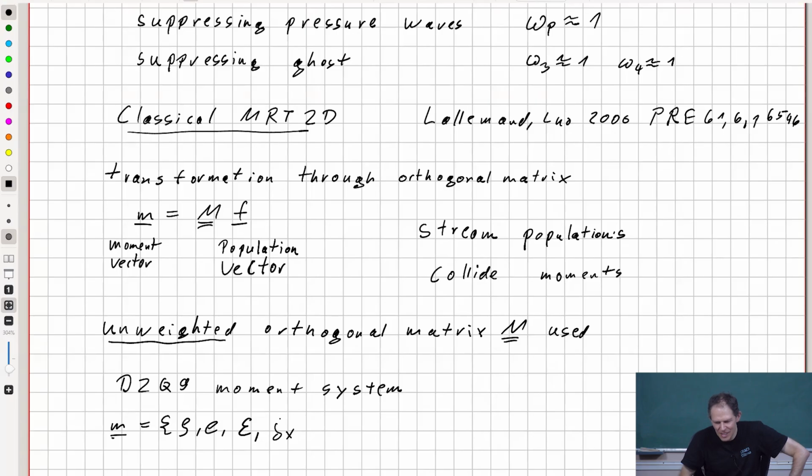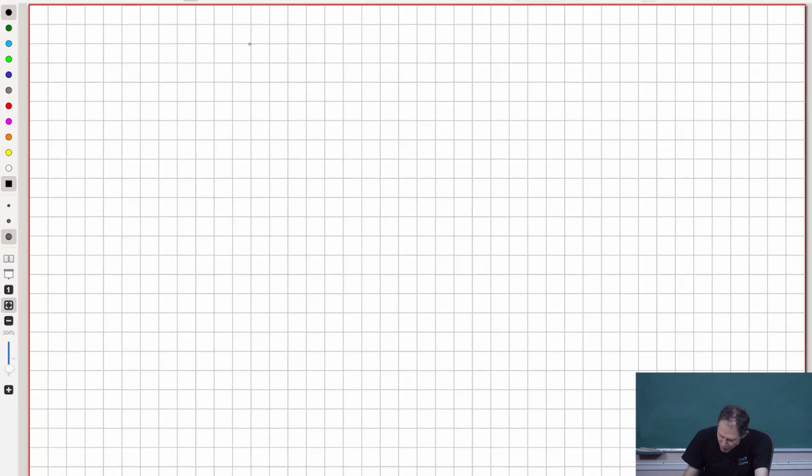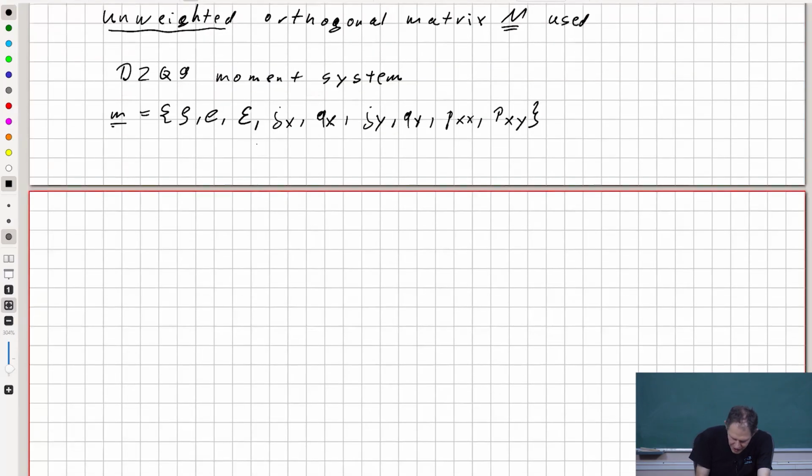Jx is the momentum in x. Yeah, it's velocity times density. Then there is Qx. This is a third order moment. Then there is Jy and Qy, and then come the things that are basically second order moments again. So all of this can be expressed in terms of countable moments, which I'll give you the translation for here.